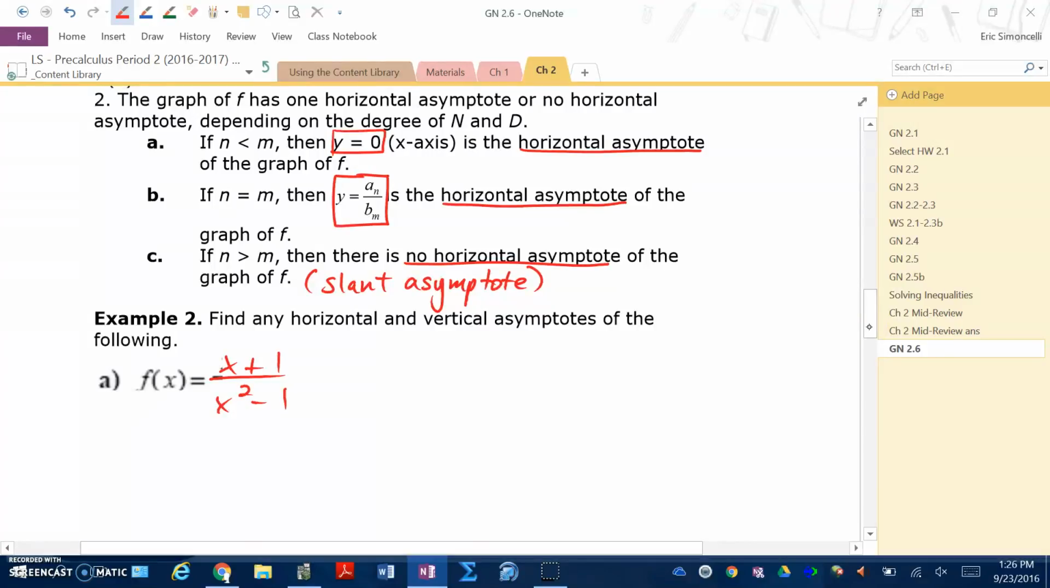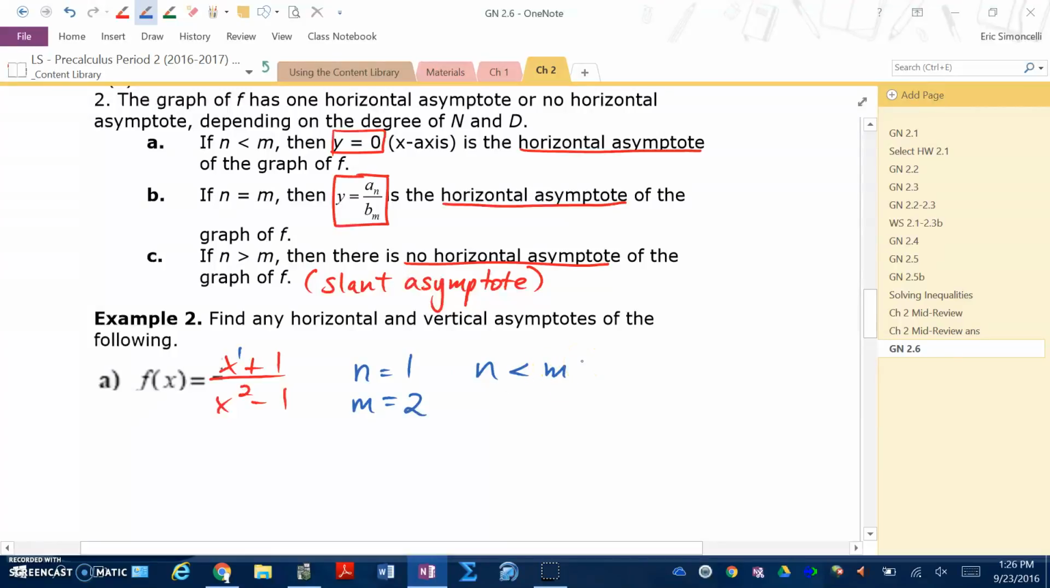Example 2. Find any horizontal and vertical asymptotes of the following. We've got f of x equals x plus 1 over x squared minus 1. What I'd like to usually do with these problems is start out with what n and m happen to be. n is 1, in other words, the numerator exponent, or degree we can even say, and the denominator exponent m is 2. So how do n and m relate? Well, n, because it's 1, is less than m because it's 2.